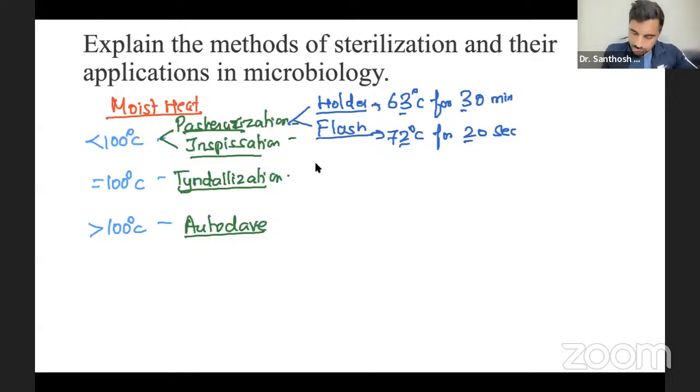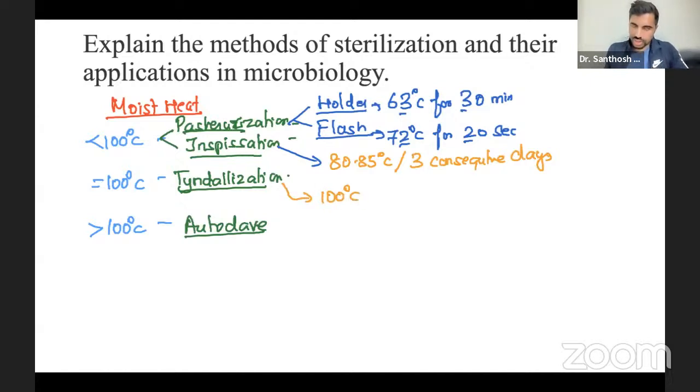That's all. What about inspissation? You have to write: it is 80 to 85 degrees Celsius, for 3 consecutive days. What about tyndallization? This is 100 degrees Celsius, also for 3 consecutive days. Got it? That's all. Simple.